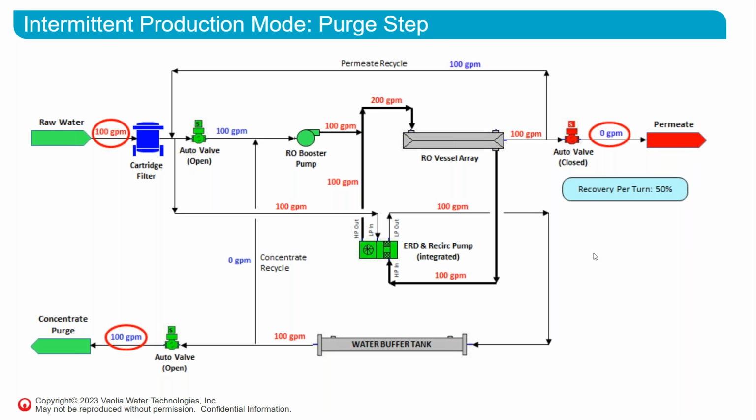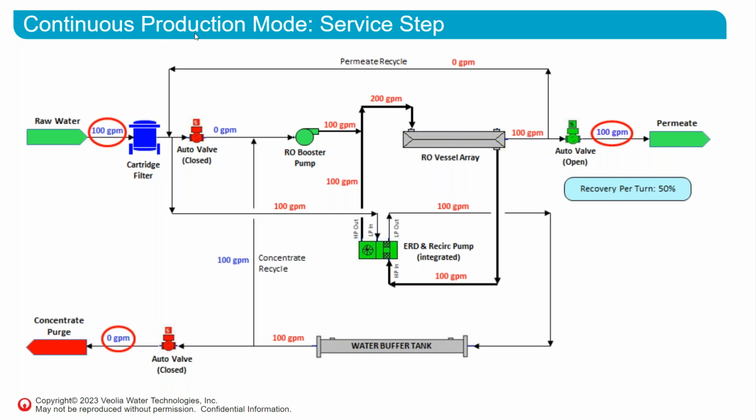Now there's another way we can operate called continuous production mode. During the service step, it's the same as what I showed you before.